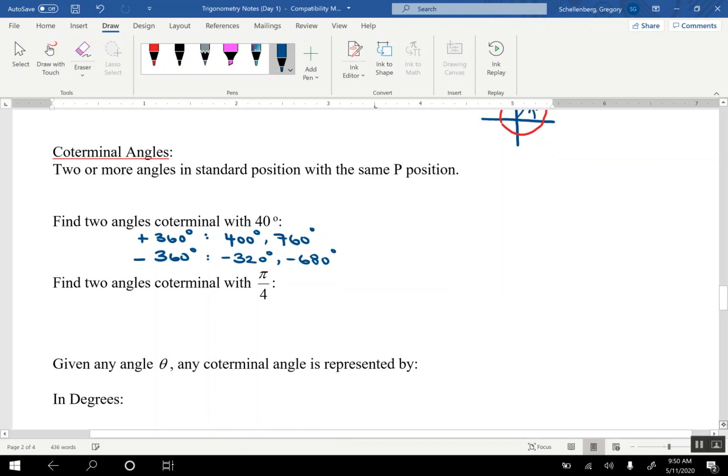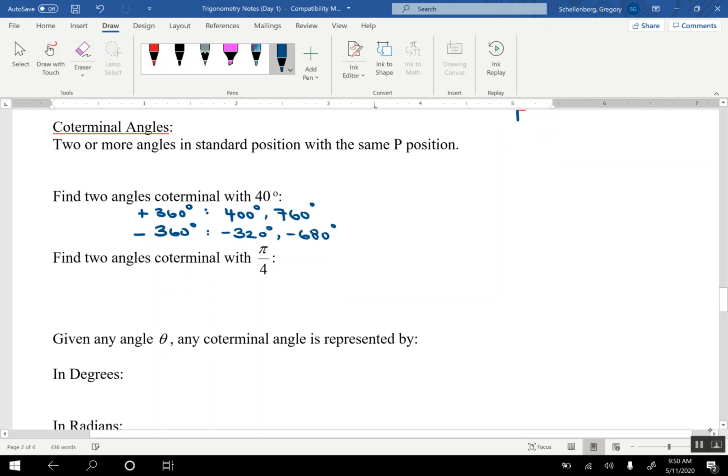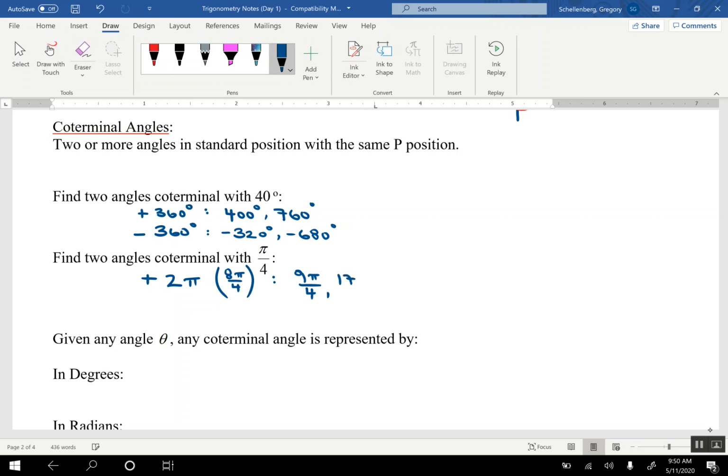This angle is given to us in radians. So find two angles that are coterminal with pi over 4 radians. Instead of adding 360 degrees, we're going to add 2 pi radians. It might be helpful to think about 2 pi as an equivalent fraction, so 8 pi over 4 radians. If we're adding 8 pi over 4 radians, we have coterminal angles of 9 pi over 4 and 17 pi over 4.